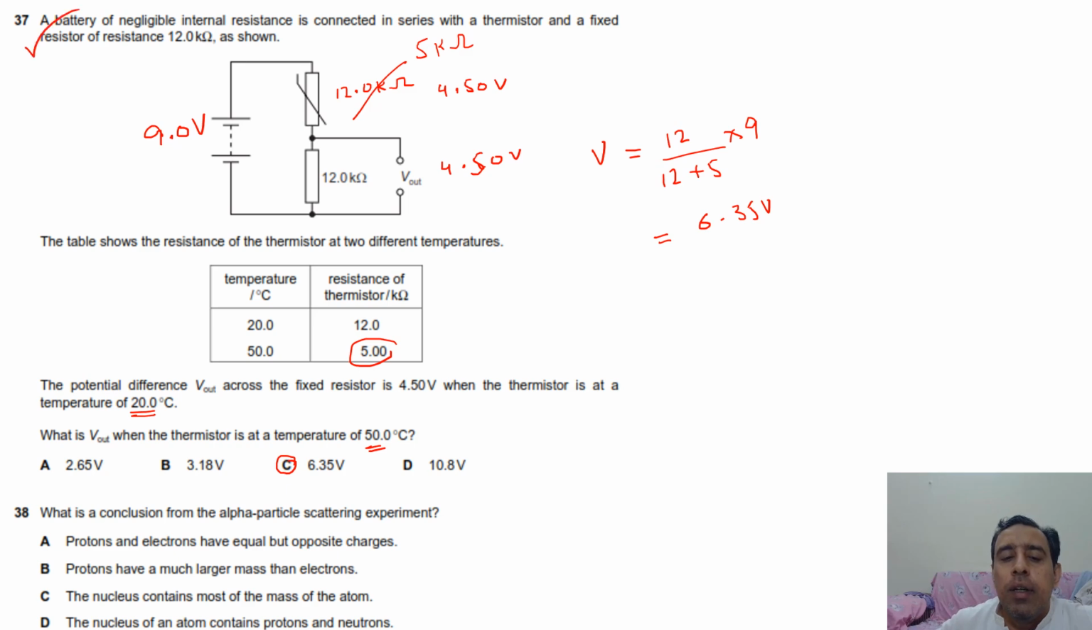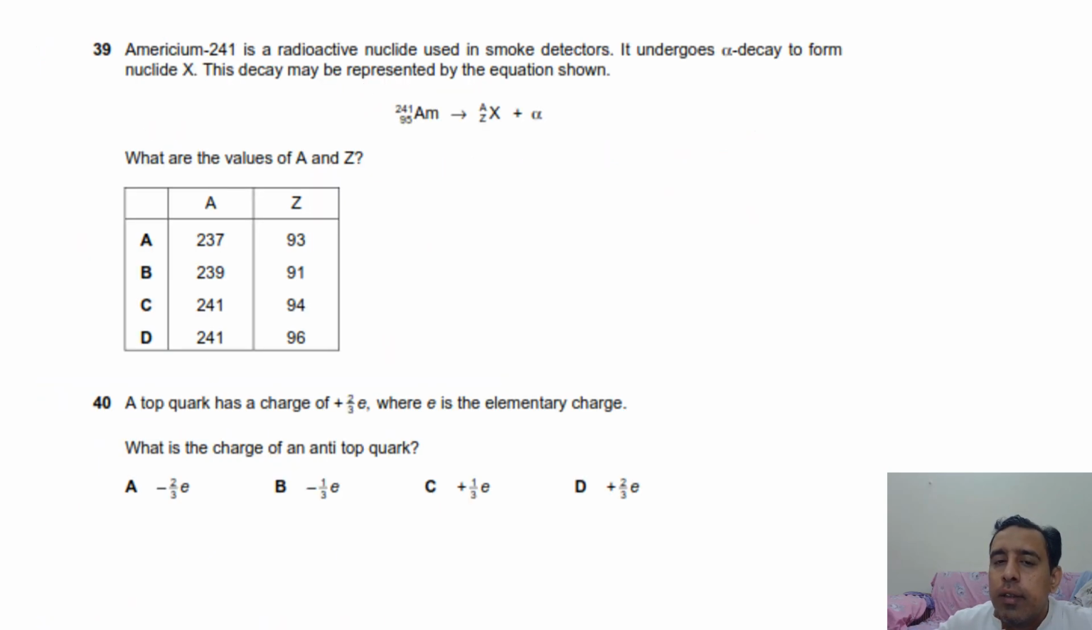For question number 38, what is the conclusion from the alpha particle scattering experiment, the gold foil experiment? The protons and electrons have equal. No, the protons have a much larger mass. No, there's nothing to do with the protons. In fact, the nucleus contains the most of the, yes, right, the most of the mass of the atom is concentrated inside the nucleus. This is one of the property of alpha scattering experiment.